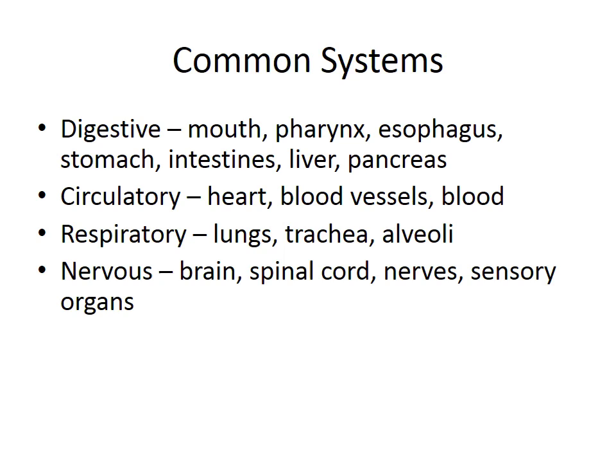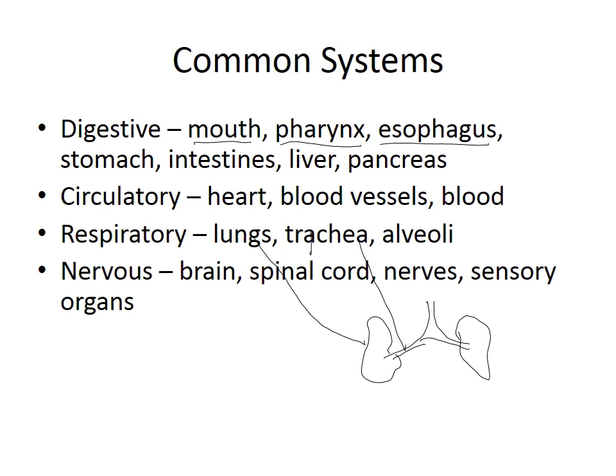For instance, we have a digestive system. In the digestive system, we have many organs. It starts out with the mouth, and then we have a pharynx, an esophagus, the stomach, and the intestines. And then there are assorted helper organs called the liver and pancreas that are part of the digestive system. The circulatory system consists of the heart, blood vessels, and blood. So that's a pretty simple one. The respiratory system has the lungs, the trachea, and the alveoli. It would look something like this. So here we have the trachea.